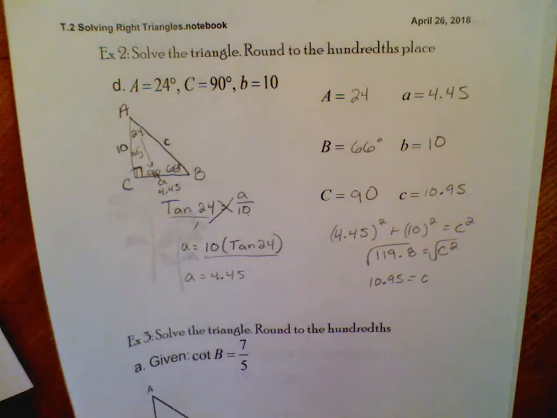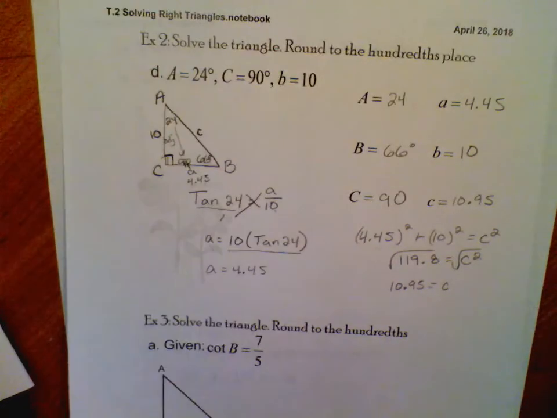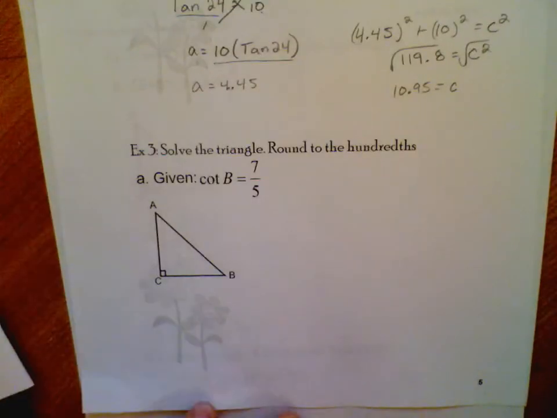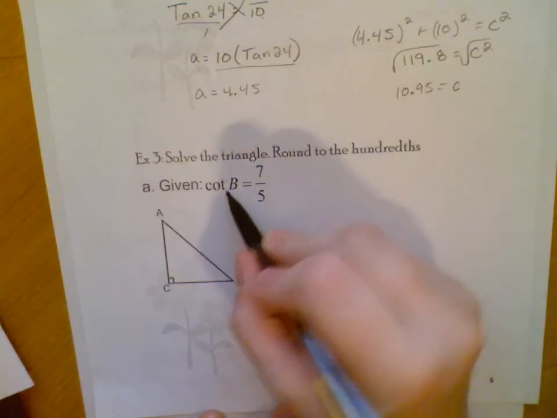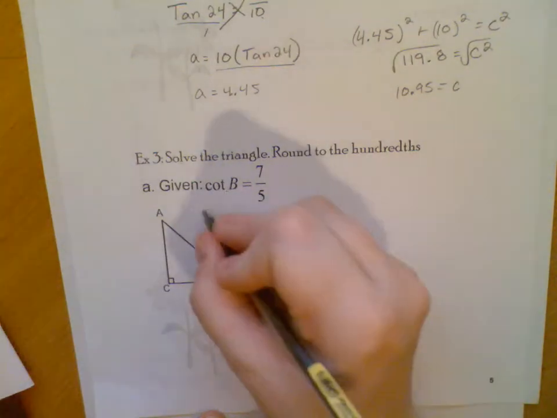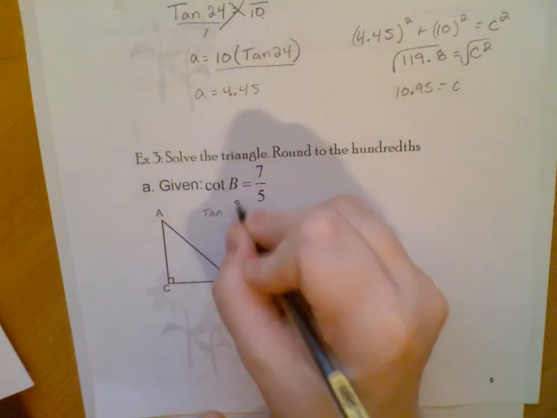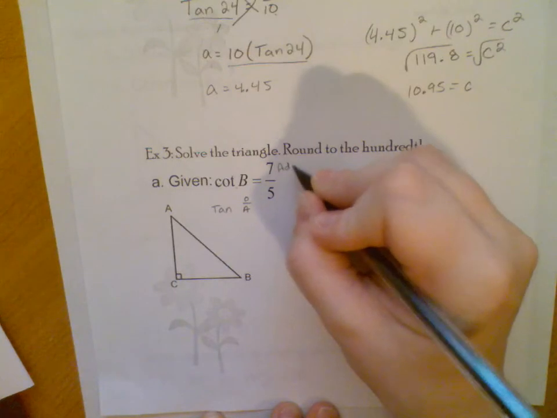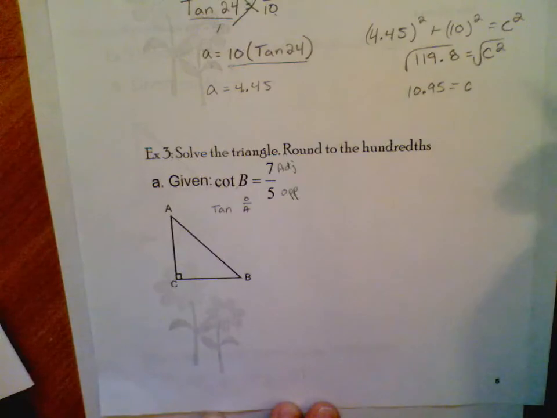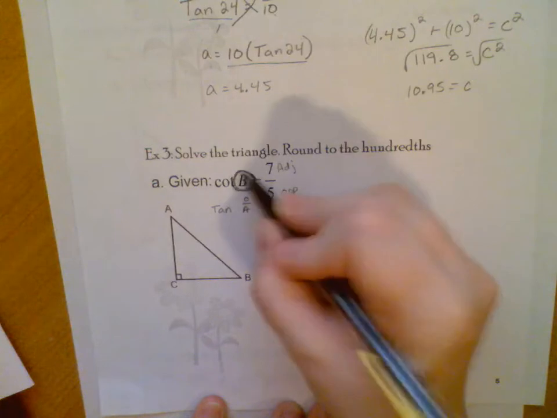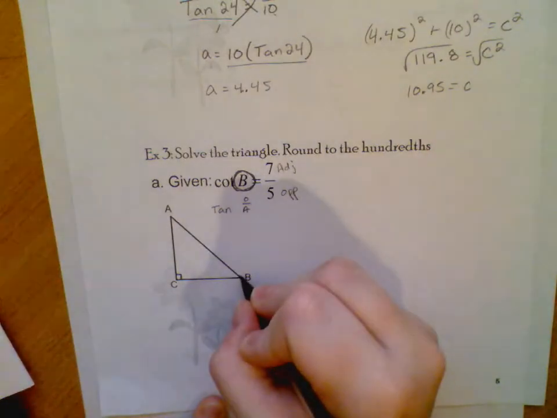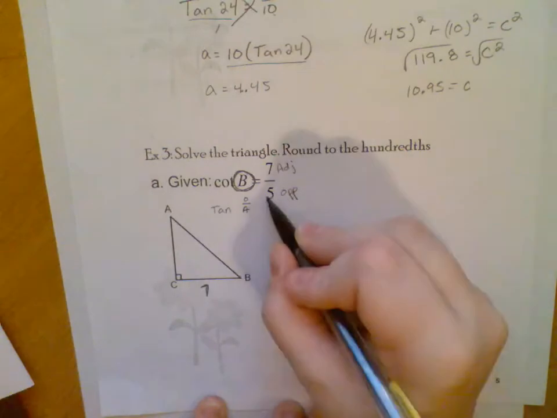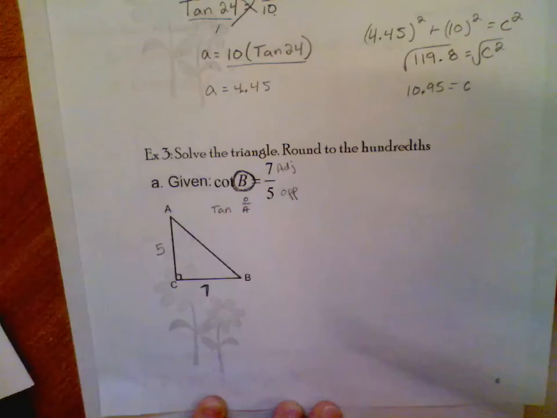All right, one more, which is kind of similar to what we did yesterday. Cotangent is the inverse of tangent, and we know that tangent is opposite over adjacent. So this is the reciprocal. This is my adjacent, this is my opposite. It's from B. If I'm at angle B, the side adjacent to angle B is 7. The side opposite of angle B is 5.